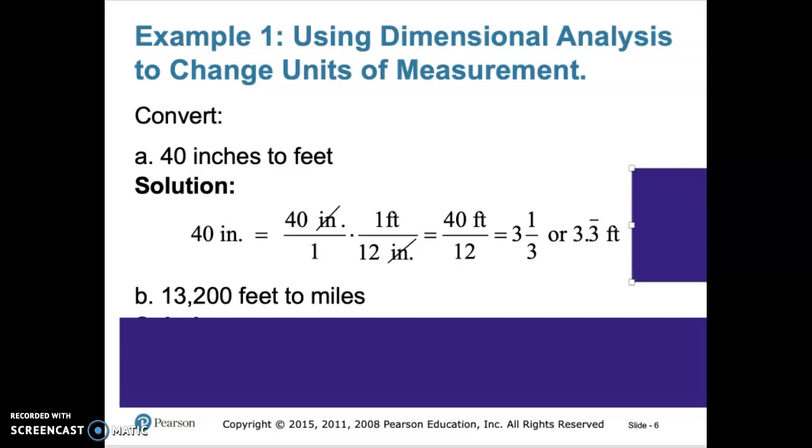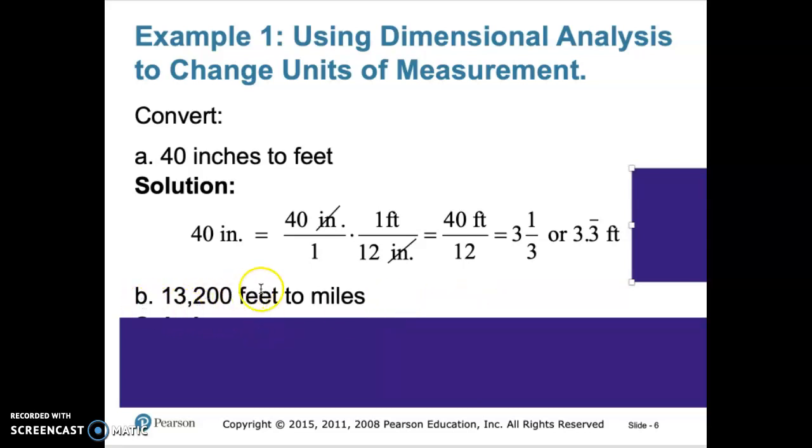That's the equivalent to the 40 inches. Okay, so 3 1/3 feet is equal to 40 inches. All right, let's do another one. Let's try this B here. We have 13,200 feet, and we're going to change that into miles.